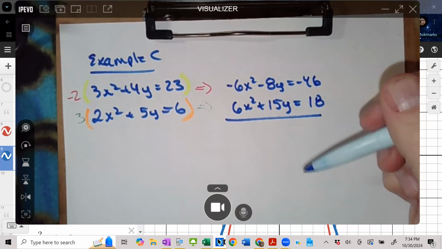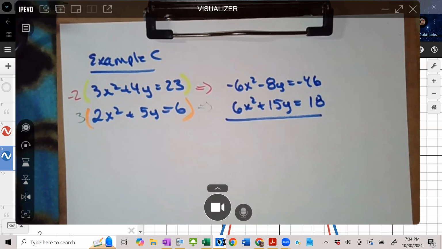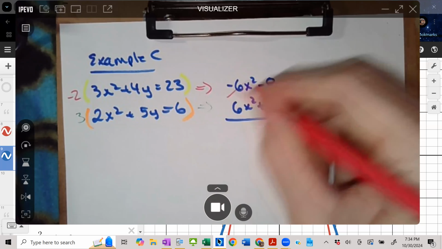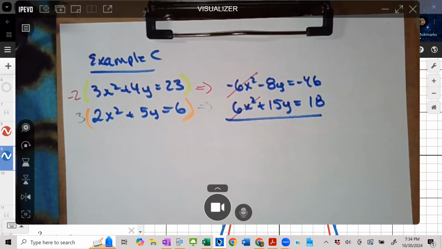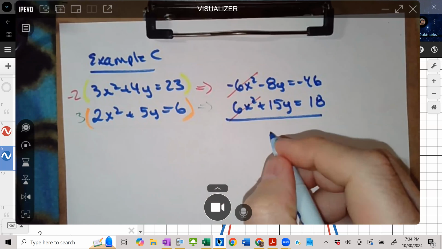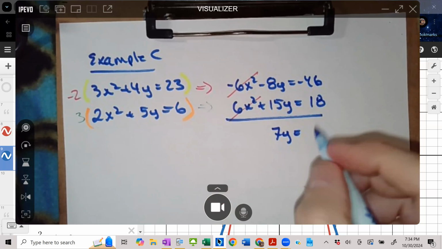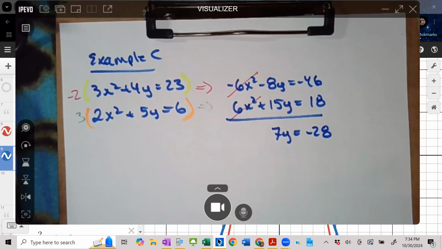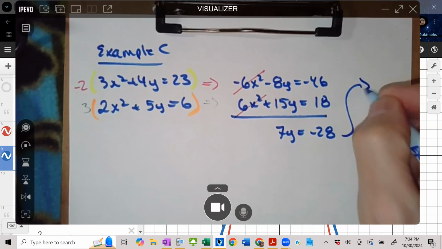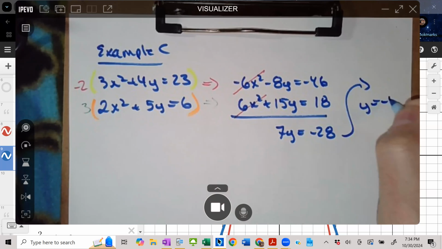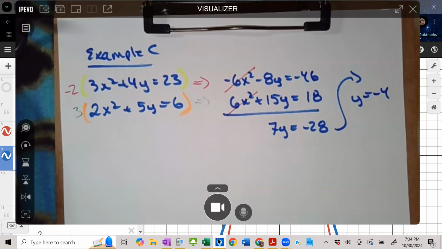All right, well, let's add these together. And obligingly, those cancel each other out. That's great. That's what we wanted to happen. So that's going to give me 7y equals negative 28. Well, that's pretty special. That just means y equals negative 4. Perfect. So y is negative 4. That's part of our solution. We need to figure out the other part of it.